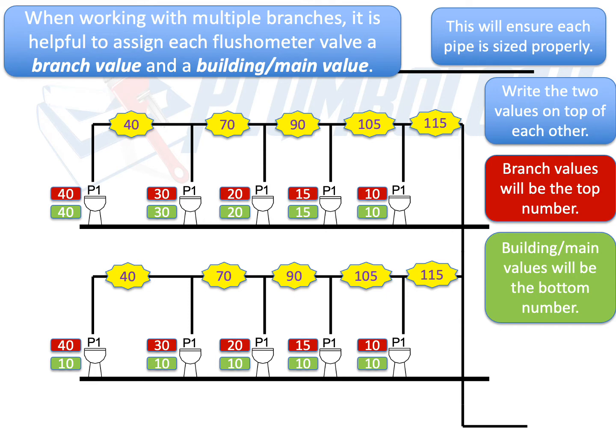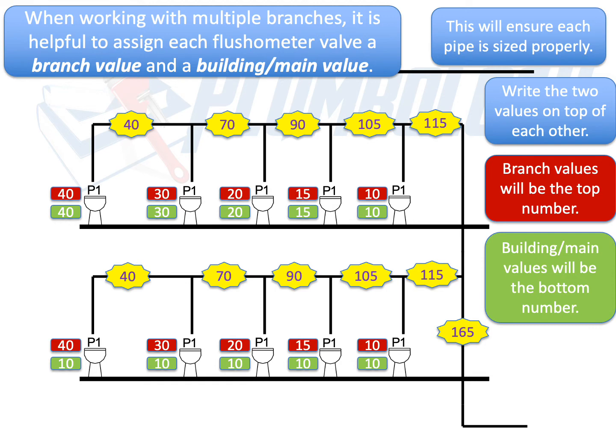The proper way to do it is to use the bottom numbers, which we've called the building numbers. And if we use those fixture unit values, we come up with a different answer. We come up with 165. And that is the correct answer. This building has 165 fixture units of demand.